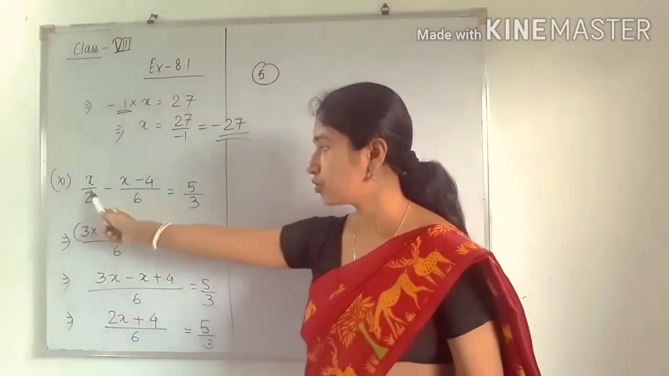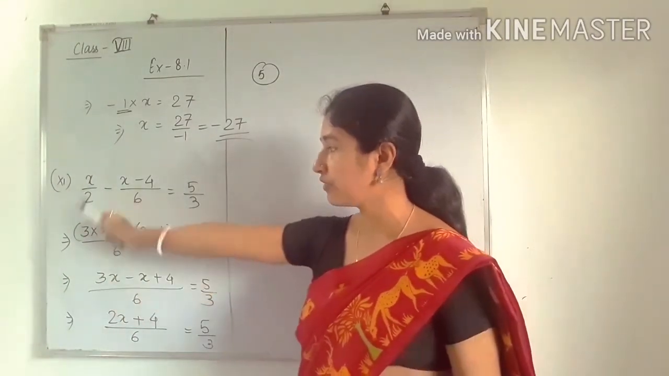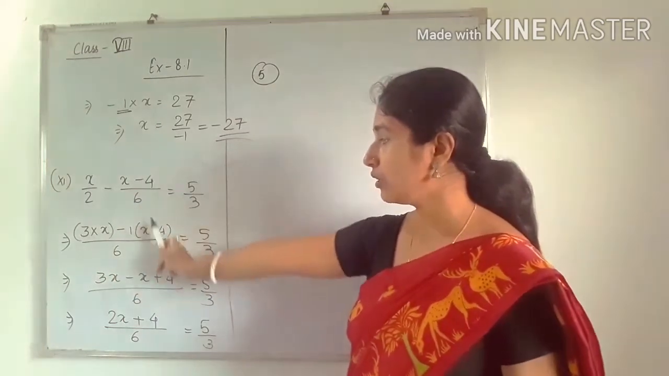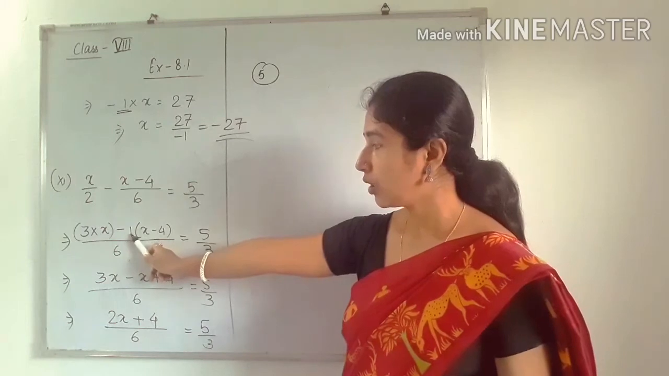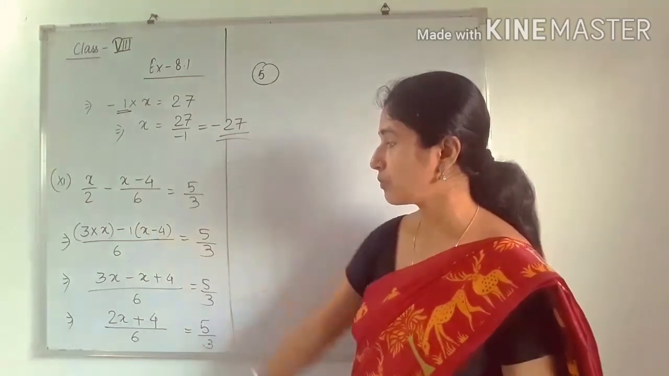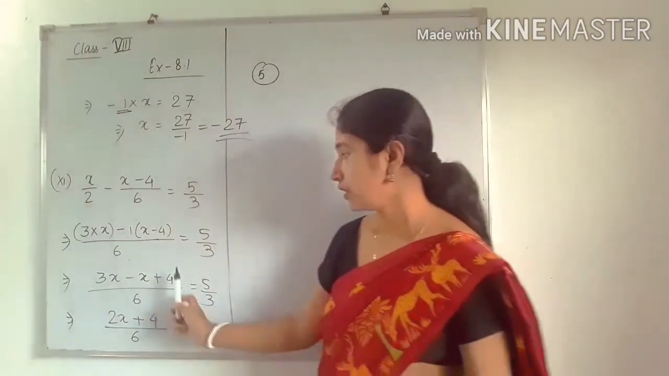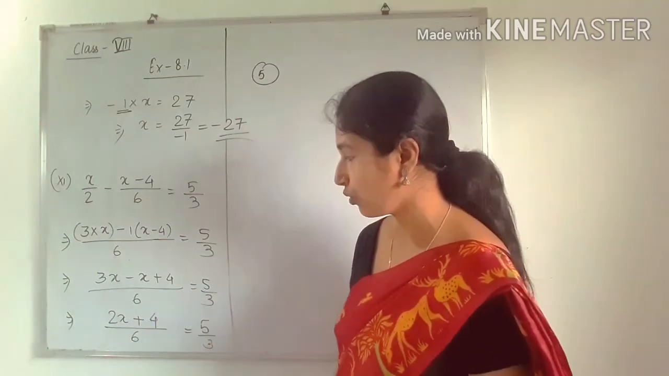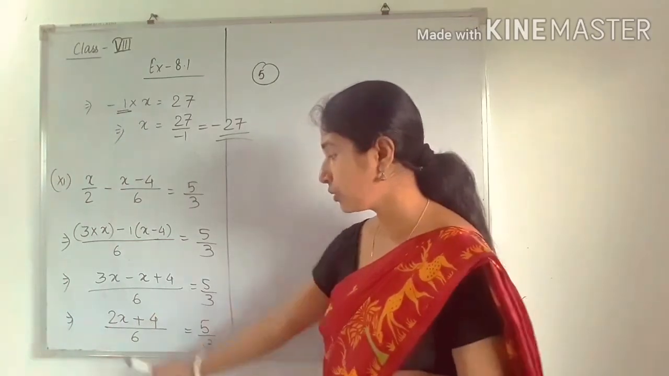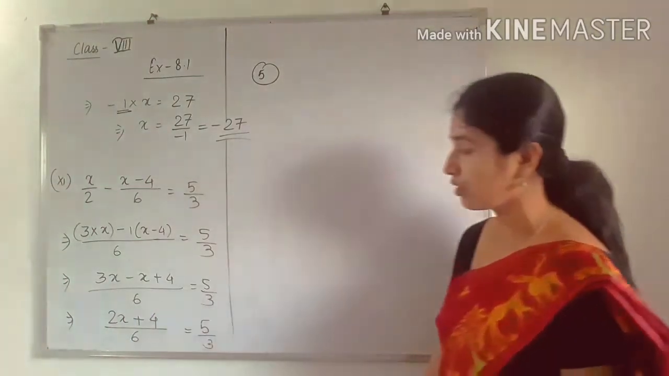We have to check like this. 2 3s will be 6. So 3 is multiplied with x minus 1 into x minus 4, because 6 1s are 6. So 1 is the quotient. So this will be multiplied with x minus 4. So after removing the bracket, this will be minus x and this will be plus 4. So 3x minus x will be 2x. 2x plus 4 by 6 is equal to 5 by 3.